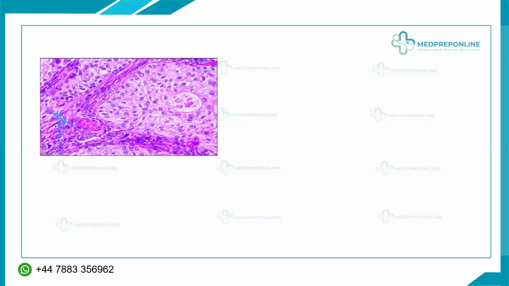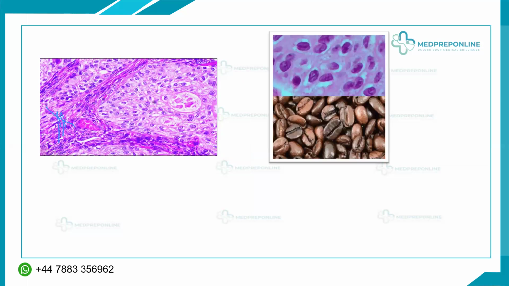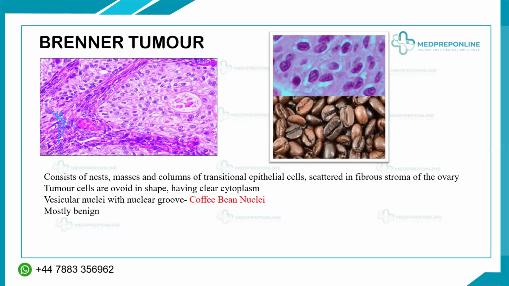Now coming to the next type of tumor, you can see here very distinct shape of the nuclei, with a central groove, right? So these are coffee bean nuclei, and these are seen in Brenner tumor. So Brenner tumor consists of nests. There are masses as well as columns. So different types, and this epithelium is commonly the transitional epithelium, which is seen in the genitourinary tract.